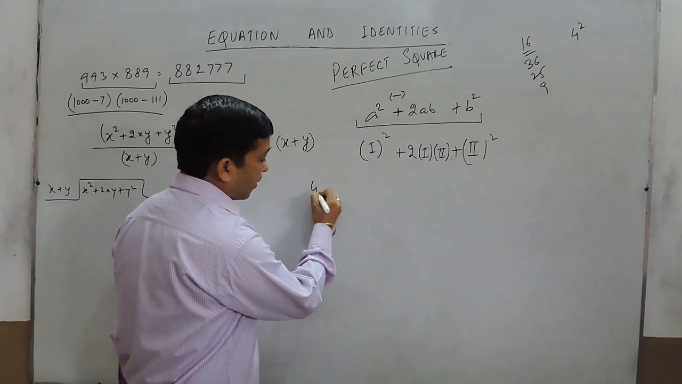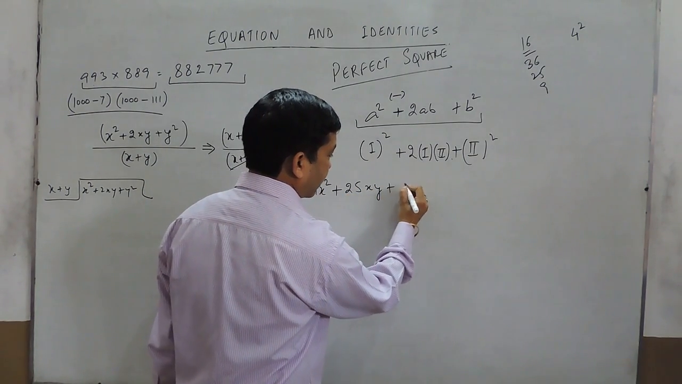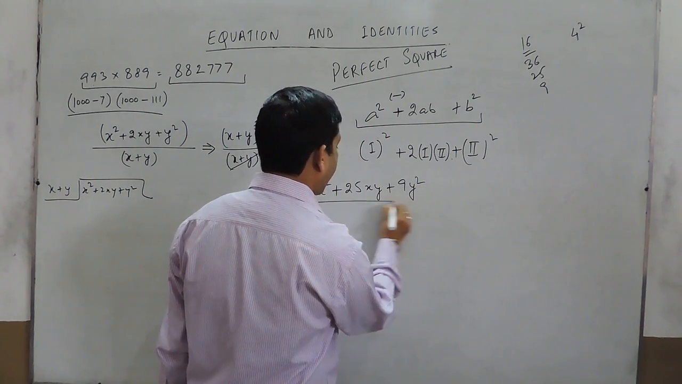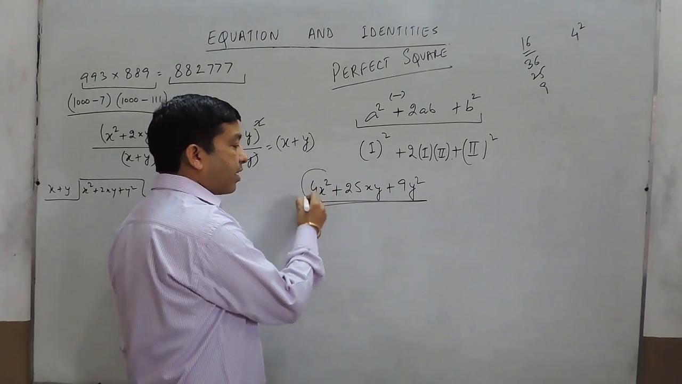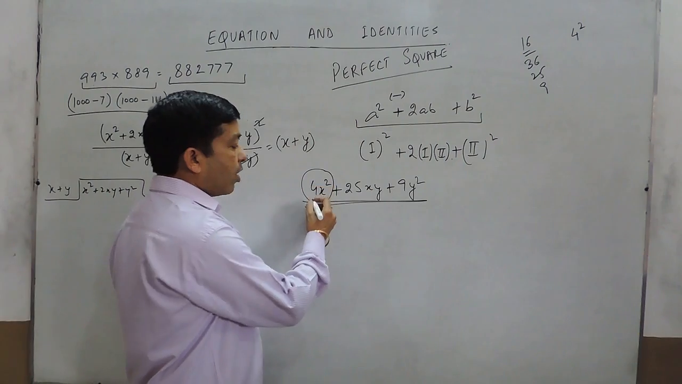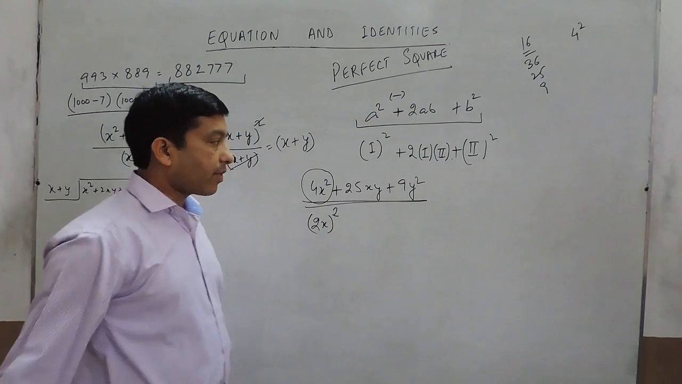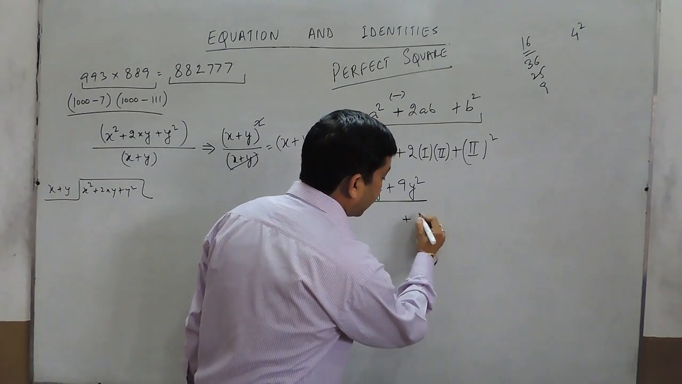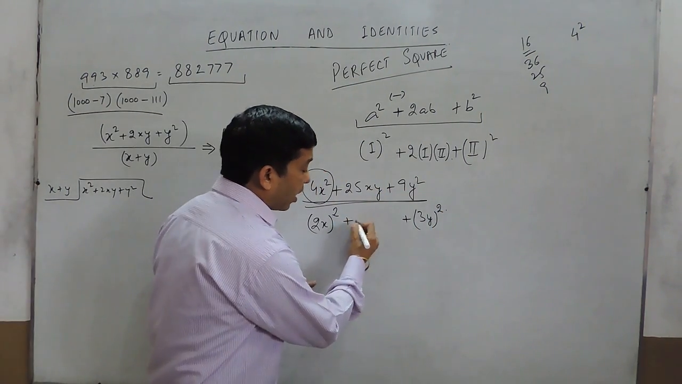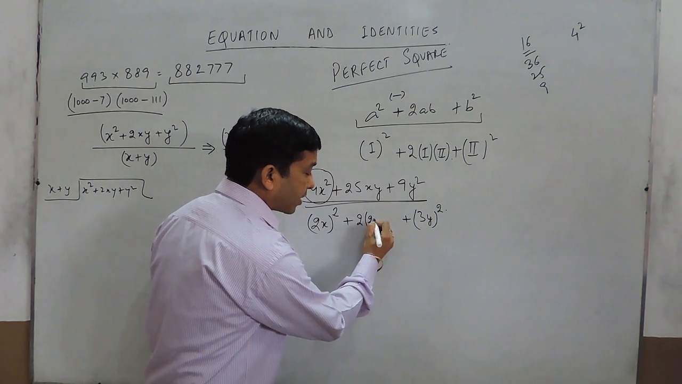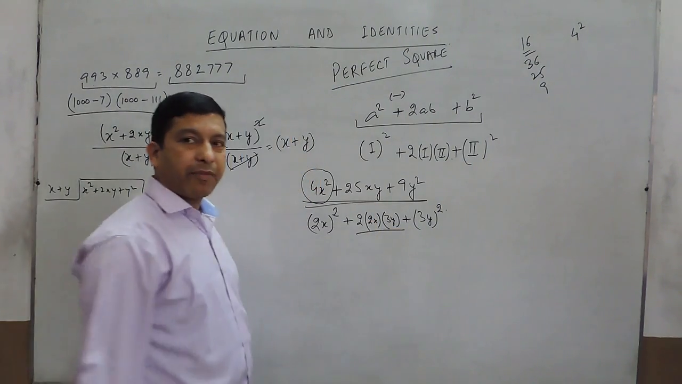Now the question arises that 4x square plus 25xy plus 9y square, whether this is a perfect square or not. Now we have to see that the first term has to be written in the format of first term whole square, and this can be written as 2x whole square. The last term can also be written as 3y whole square. Now the question is, if the middle term is twice of 2x, the first term, and 3y, the second term, then only this is a perfect square.